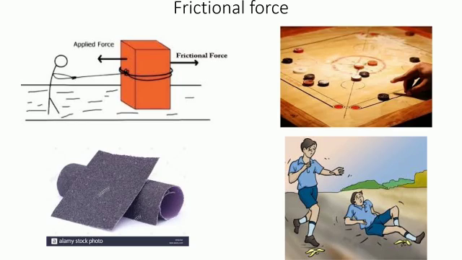Let's take another example. Take two pieces of smooth paper and two of sandpaper and rub them against each other. What do you notice? The smooth surfaces can be easily rubbed against each other because the force of friction between them is less, while rough surfaces cannot be easily rubbed against each other because the force of friction between them is much greater. Force of friction is generated mostly in the rough surfaces.